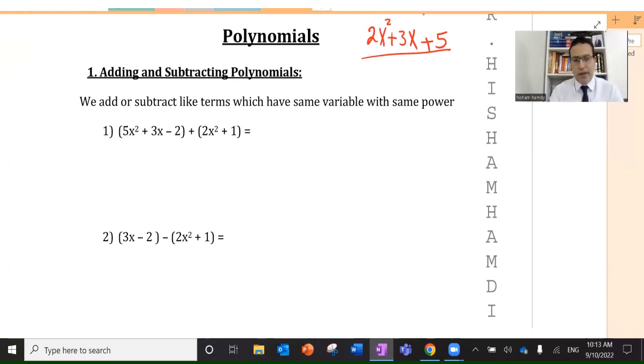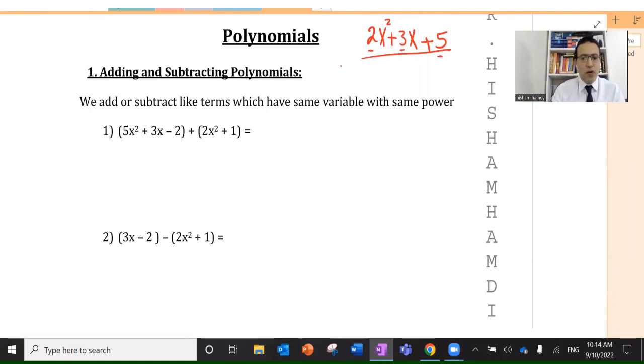I cannot add the 2 and 3 and 5 because they are not like terms. In this class, we are going to study how we can add, subtract, divide, and multiply polynomials. We are using polynomials in all kinds of questions that we are solving. Later, we are going to classify polynomials into first degree, second degree, or third degree, in equations and functions. First question here, it says add or subtract the like terms.